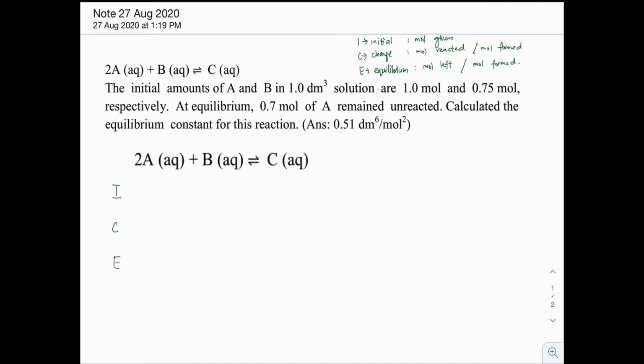For example, in this question, the initial moles given are 1 and 0.75, so I'll fill them in here. Initially there is nothing in C. Now for the change, it says that at equilibrium 0.7 mole of A remains unreacted. Remain unreacted means that is what is left, so 0.7 should be filled in over here. There is no more information given, so from here we can solve the whole table.